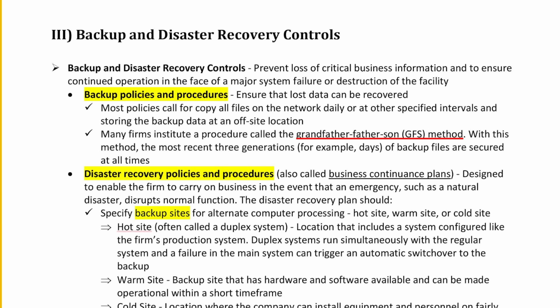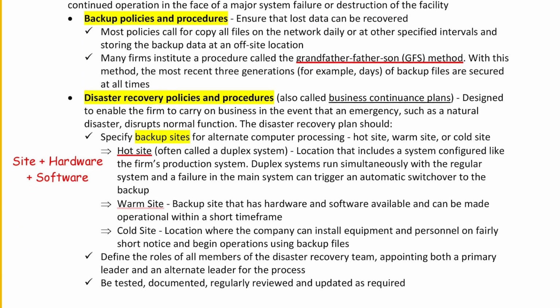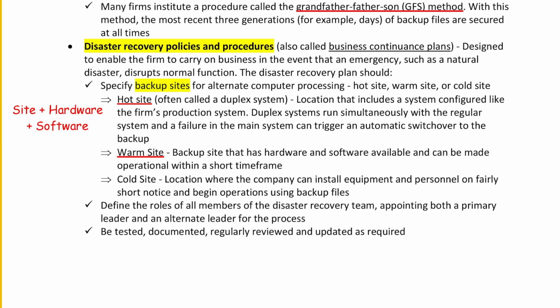Underline hot site, where you have a site plus hardware plus software. So basically the alternative site that's ready in case of an emergency. Underline warm site, where you have site plus hardware. So a warm site in case of an emergency can be made operational within a short time frame.